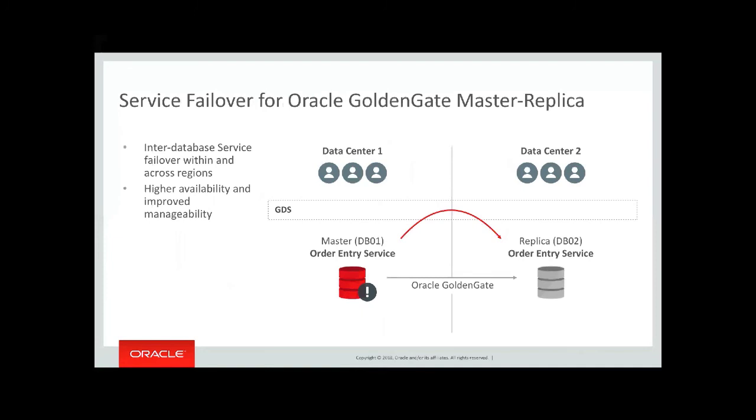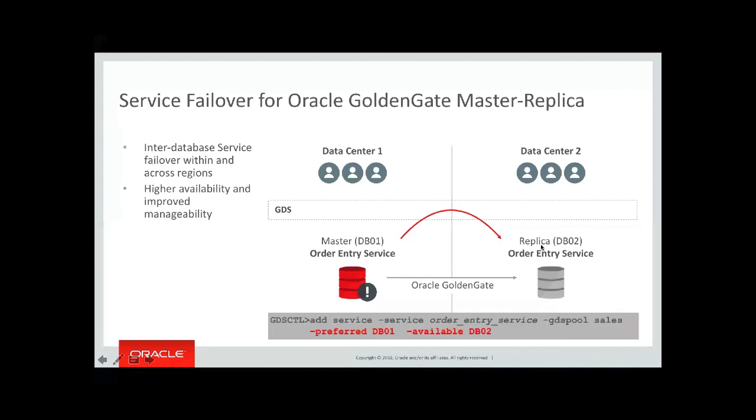GoldenGate. Okay. Now, in this example, I'm talking about service failover for Oracle GoldenGate master and replica scenario. Okay. So I have GoldenGate configuration. I have my master database, which is DB01, and my replica, which is DB02. And I want my ordering service to be running on DB01. If this fails, then I want the service to failover to DB02. To get that behavior, the service failover behavior for GoldenGate configurations, I would define my global service like this.